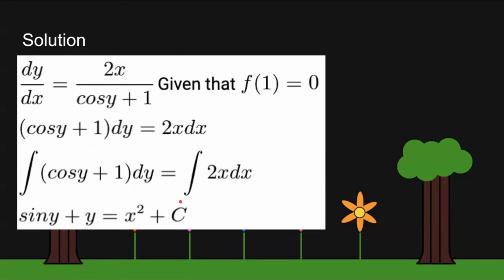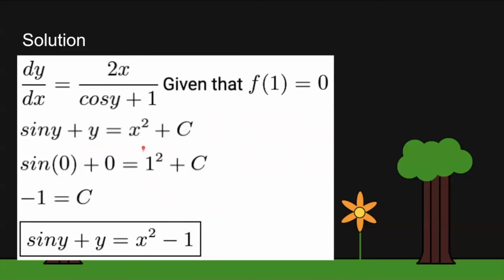All right, since you're given that f of 1 is equal to 0, you need to solve for c. So you plug in x is 1 and y is 0. So the left side just becomes 0. And then subtracting 1 on both sides, you'll get c is equal to negative 1. So the final answer is sine of y plus y is equal to x squared minus 1.